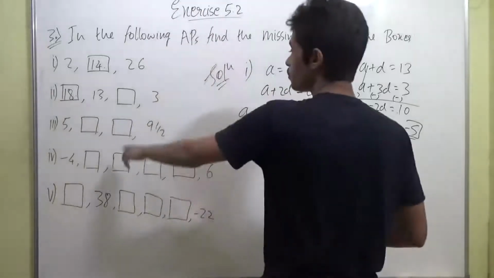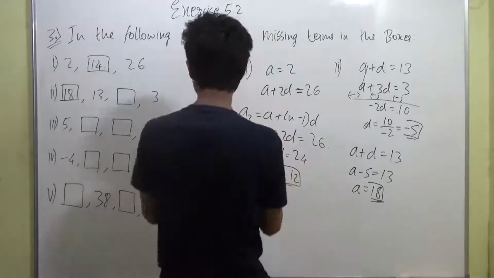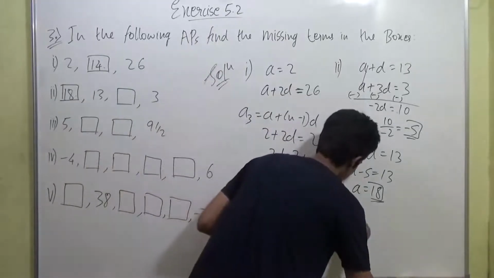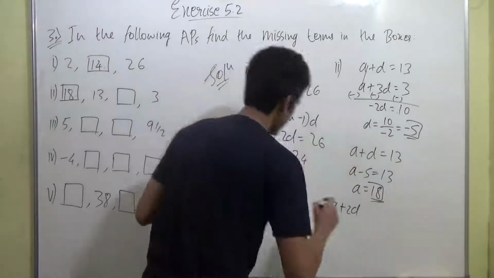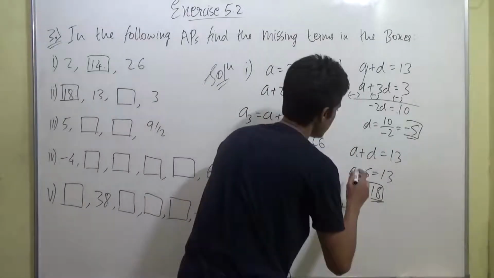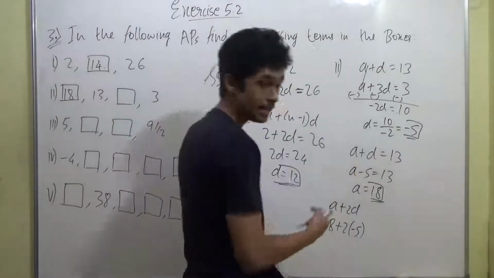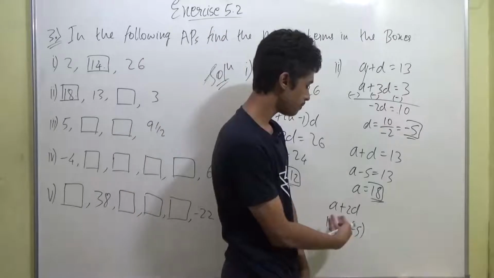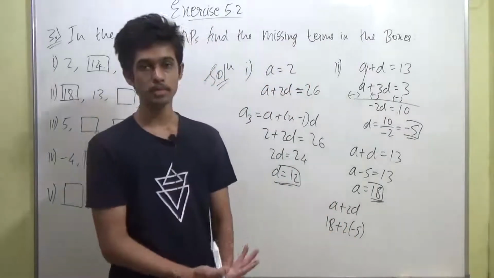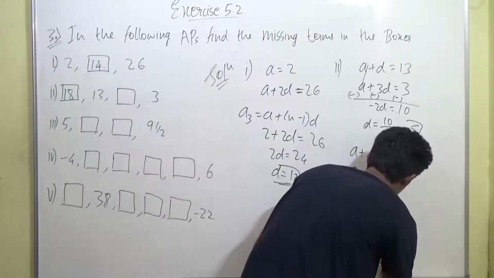Now what do we have to find? We have to find a plus 2d. We can easily find it, guys. Just put the values of a and d into a plus 2d. a is 18, plus 2 into d. d is how much? We got it as minus 5. So 18 plus 2 into minus 5 becomes 18 minus 10, which is 8.